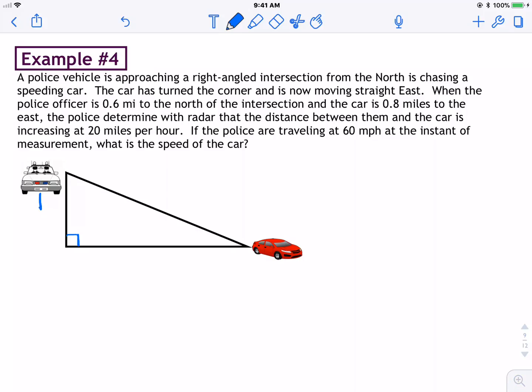So as the police are moving this way, we'll call their path Y, the speeder is moving this way, we'll call their path X. And then we do need to relate the distance between the two vehicles because they refer to it. So I'm calling that Z, and you may call it whatever you'd like.